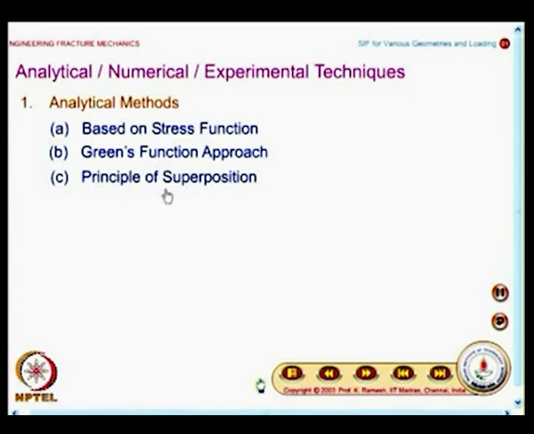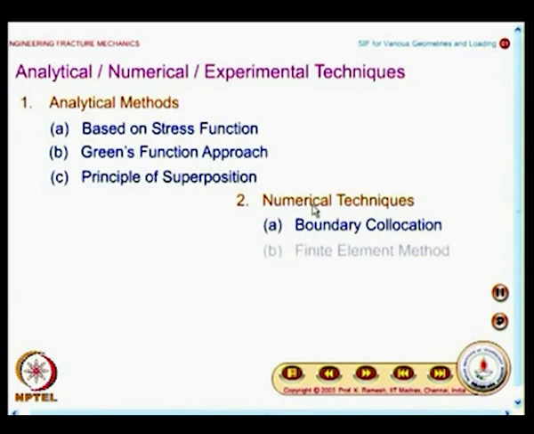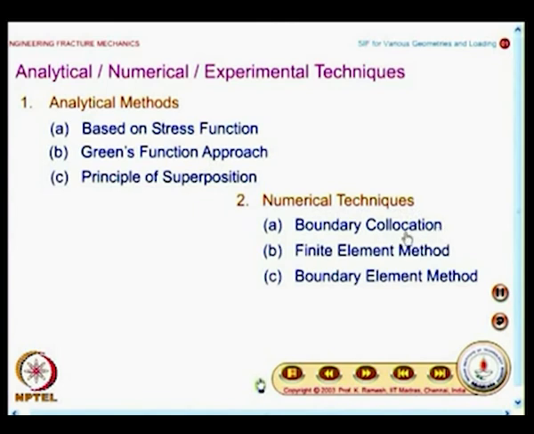Then we would also see, because we are in linear elastic fracture mechanics, the principle of superposition is valid, and we would see a wide range of problems that could be solved by invoking this principle. So after analytical methods you have numerical techniques, and among numerical techniques you have what is known as boundary collocation. This is very widely used for reporting stress intensity factor for fracture problems. Then you have the finite element method, and now the boundary element method is also being used.